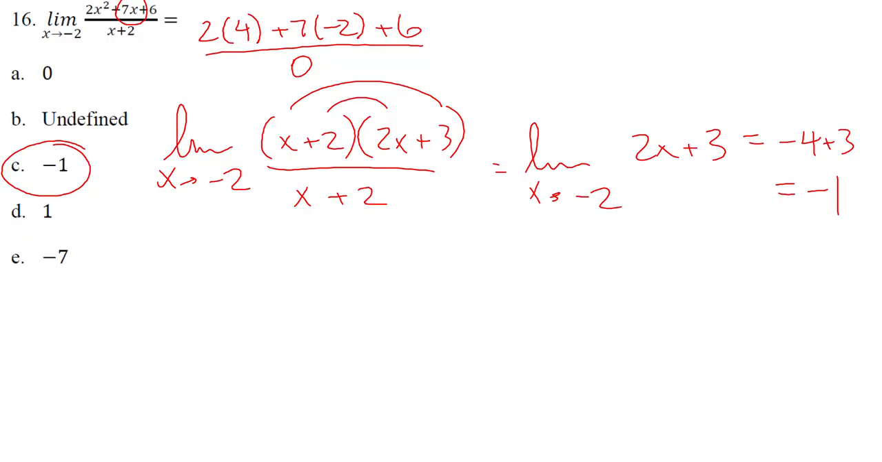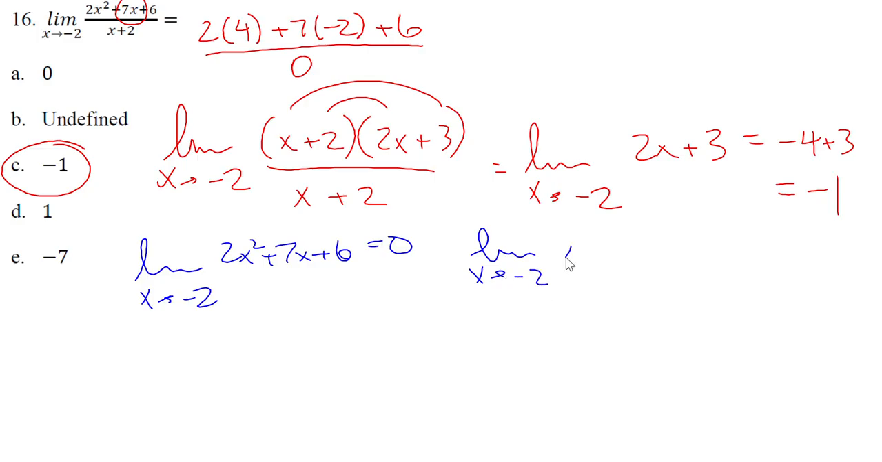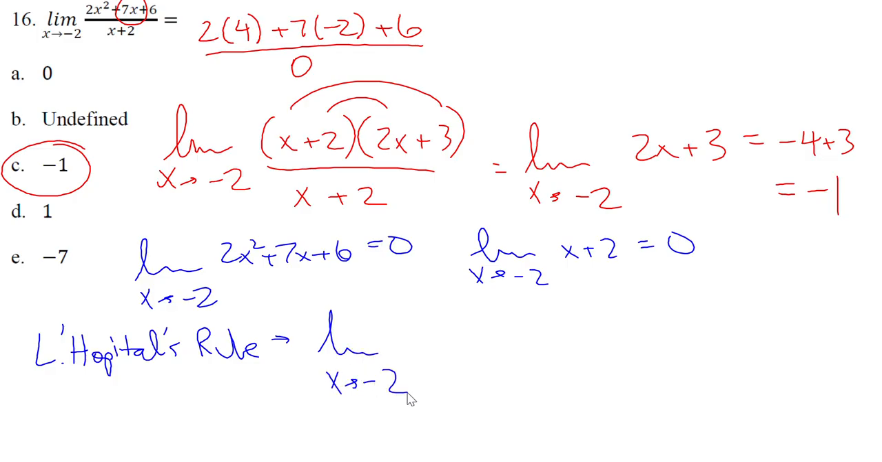Now, the other option is to say, well, the limit as x approaches -2 of the numerator was 0, and the limit as x approaches -2 of the denominator was also 0. Therefore, we can use L'Hopital's rule and take the derivative of the top and the derivative of the bottom, giving us a limit as x approaches -2 of 4x plus 7 over 1. And if we evaluate that, we get -8 plus 7, which is also -1, right? We get the same answer. So either way is perfectly acceptable.